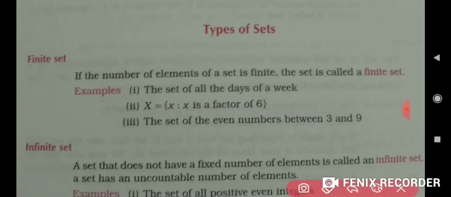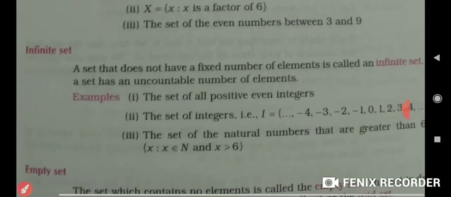So finite set means the set or the elements of a set which are countable is known as finite set. Infinite set, a set or the number of elements of a set which are uncountable is known as infinite set.